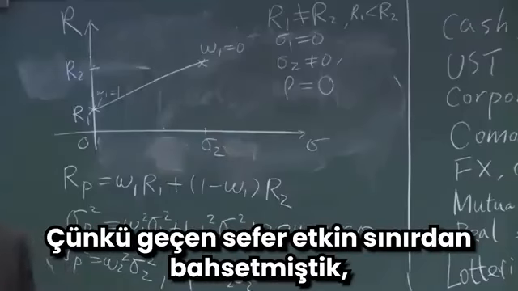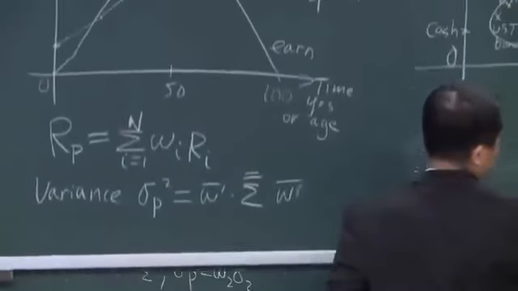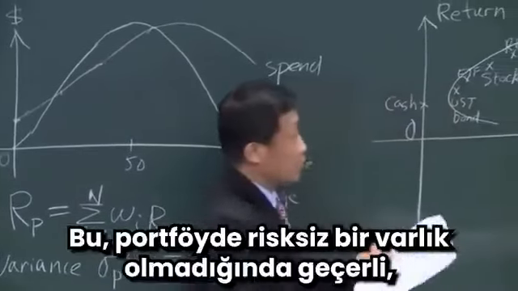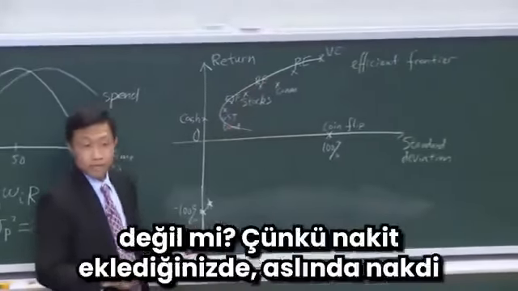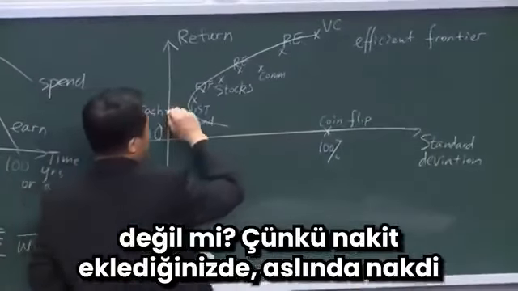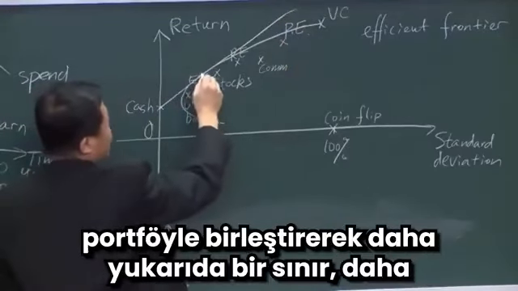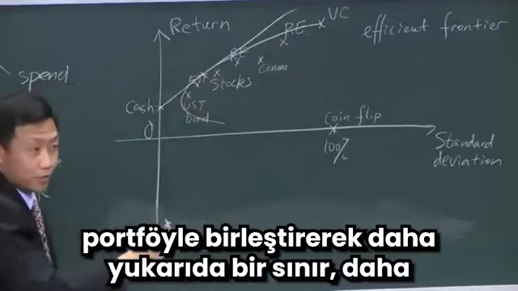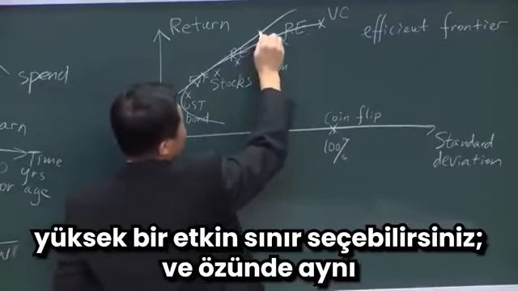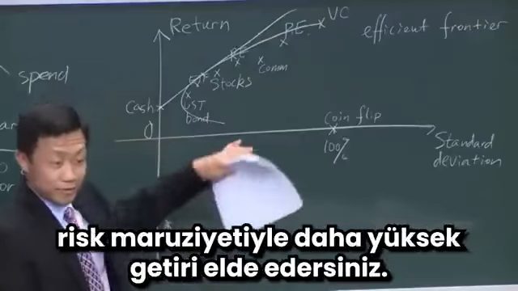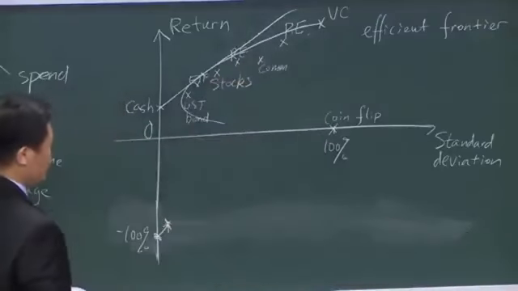Because last time we talked about the efficient frontier. That's when we have no riskless assets in the portfolio, right? Because when you add cash, you can combine the cash into the portfolio to get a higher boundary, a higher efficient frontier, and essentially higher return with the same exposure.